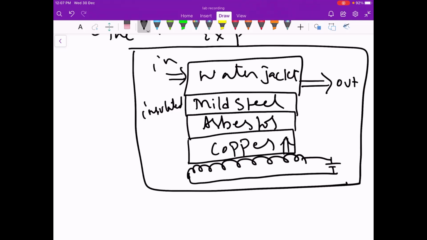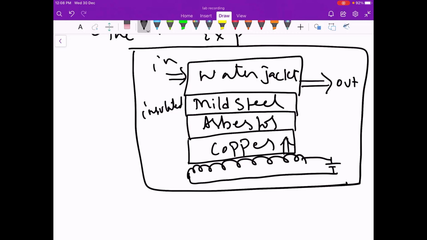Got it? So basically each material is having 2 to 3 thermocouples. 3 thermocouples have been attached to the copper, 2 thermocouples have been attached to the asbestos, and again 3 thermocouples have been attached to the mild steel. When you go to the experimental setup, I will be explaining that. So T1, T2, T3, all of that is noted in the experimental setup.